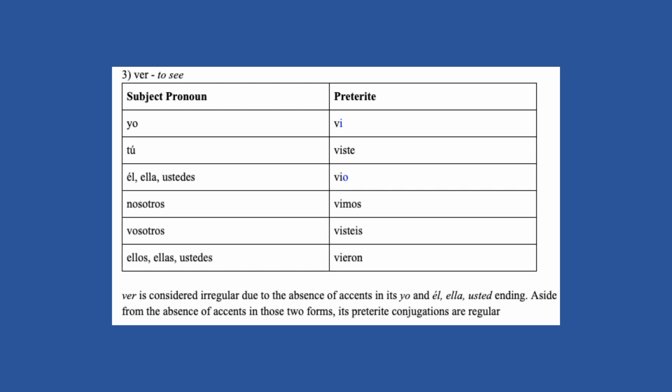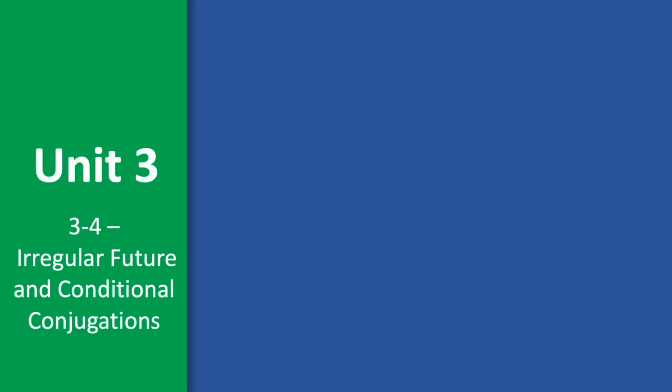And ver is only considered irregular in the preterite due to the removal of accents in its first and third person singular endings. To wrap up part 1 of this review, we have irregular verbs under the future and conditional. Every verb that is irregular under the future is also irregular under the conditional, and there are 12 of these verbs.